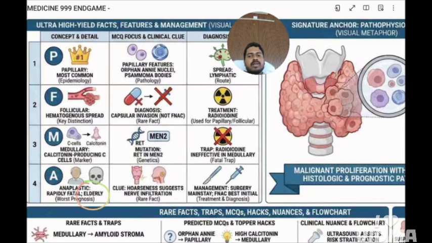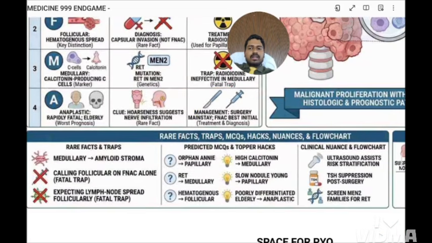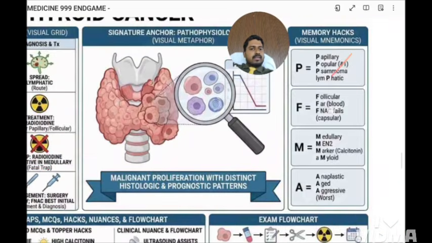It occurs in the elderly, so there is hoarseness of voice along with nerve infiltration, which is a major clue in your exams. And here the main treatment is surgery only, okay? So yes, I think we have answered everything, okay?